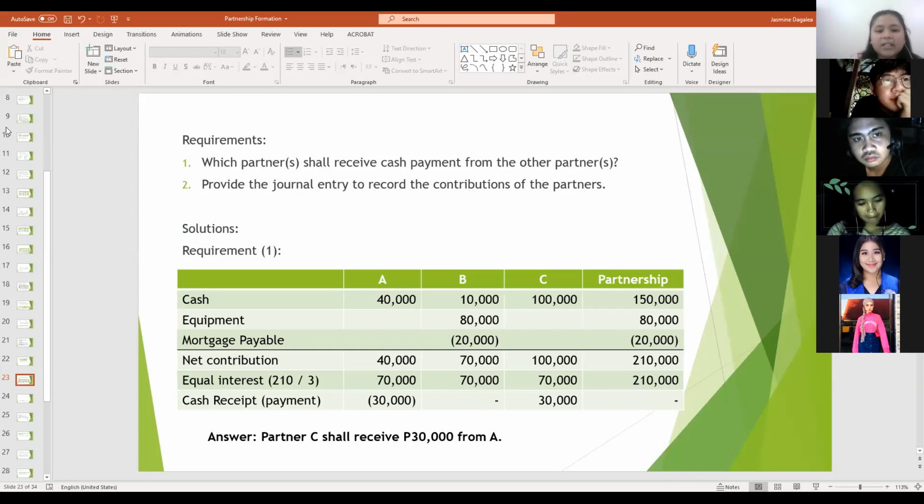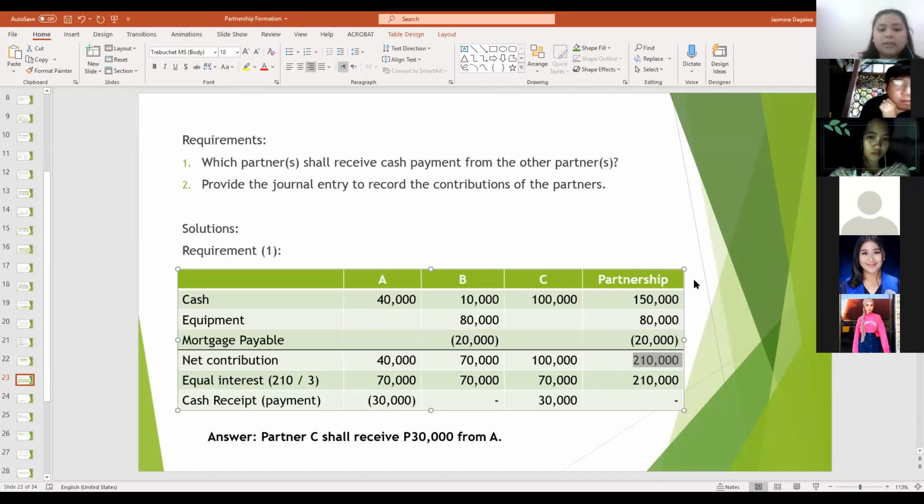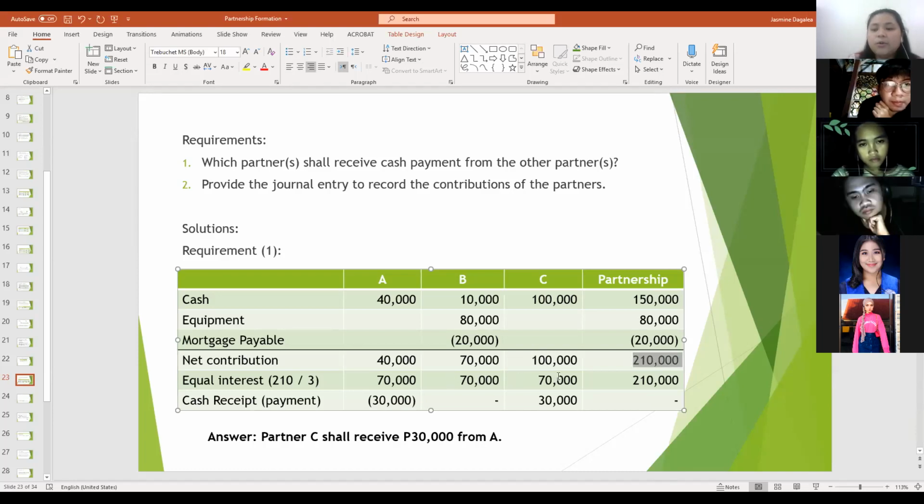So, for A, cash, 40,000, B, 10,000, C, 100,000. Total cash that will be extended to the partnership is 150,000. Equipment that will be extended is 80,000. Less mortgage payable, 20,000. So, yung fair value of contribution is 210,000. Sinabi na equal interest, so 210,000 divided by 3, 70,000 each yung makakredit sa accounts nila para ma-equalize yung initial contribution nila.